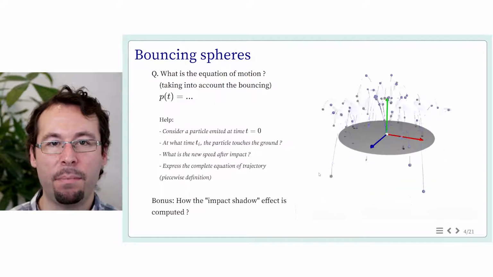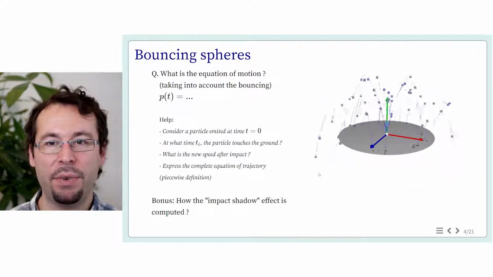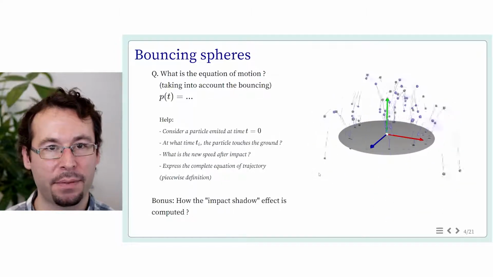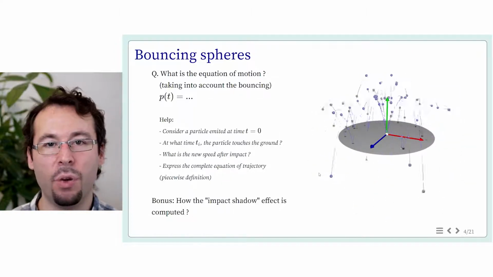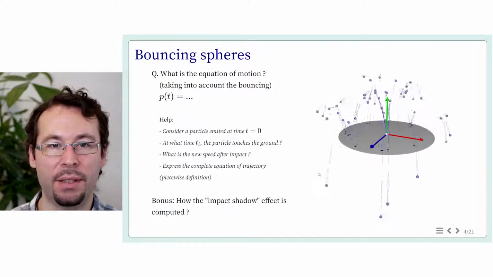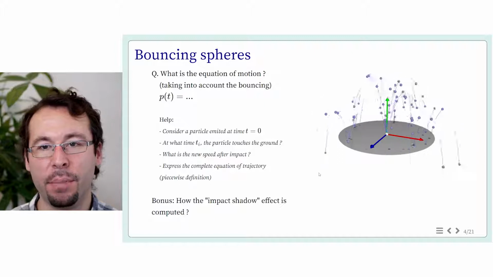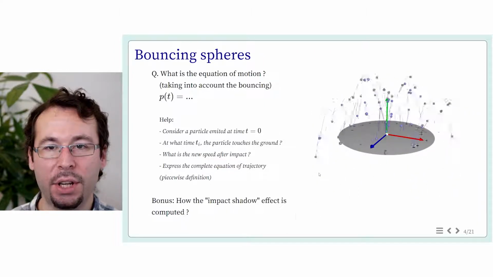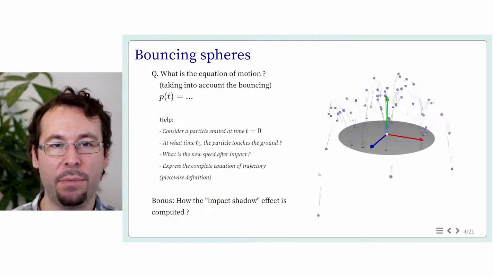So now we have bouncing motion. This will be the objective of your first exercise of the lab class. So now we can wonder what is the equation of motion of these spheres that takes into account the bouncing, and how can I write P of t given the initial conditions P0 and V0?